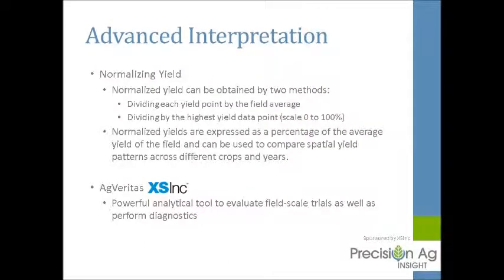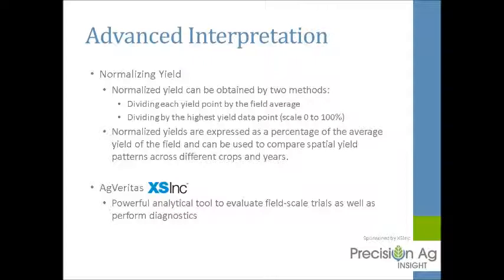Okay, for advanced interpretation, and this is where I'd really like to see more and more farmers move into this realm and really start digging into the data a little more, something that we always do is normalize yield at the end of the year. Basically, there are two different methods of doing this. You can divide each yield point by the field average, and this would give you a scale on a percentage basis. This would give you anywhere from say 50 to 150%.